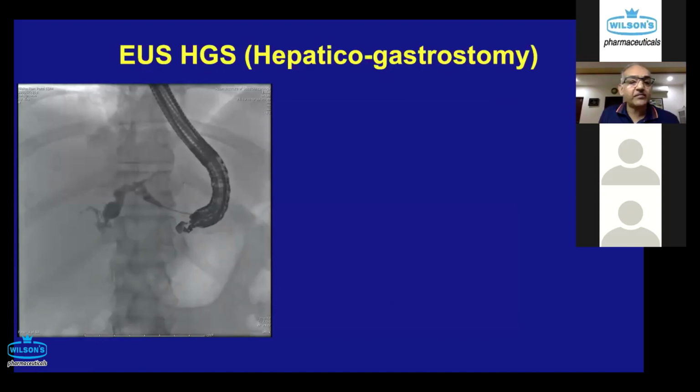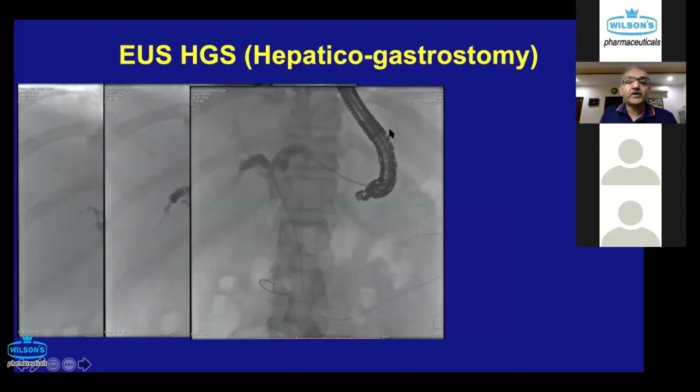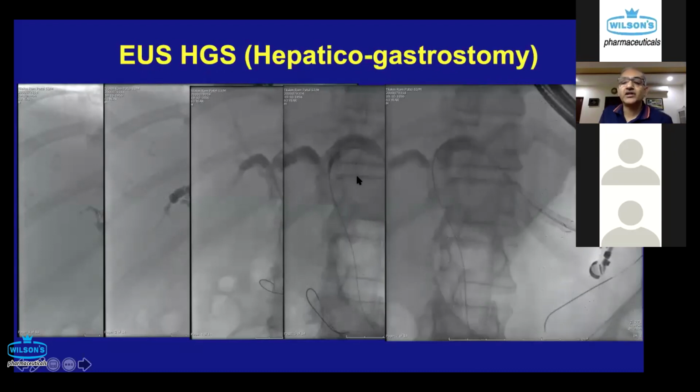A few more examples of hepatogastrostomy. This is a patient who had a polypoidal hilar mass with duodenal obstruction. So we passed the guide wire across, lucky to go across the papilla into the duodenum, and this is how it looked. And then you can place either an antegrade stent all the way, or you can do a hepatogastrostomy. We did hepatogastrostomy here, because the intent in this patient was also to do an enteral stenting for the duodenal obstruction.